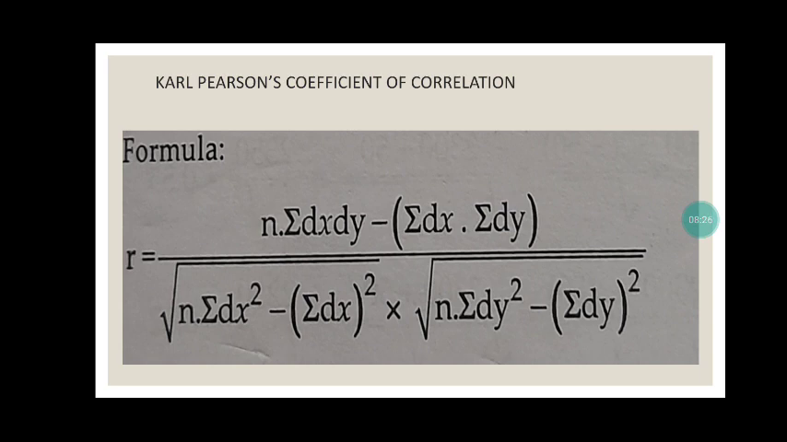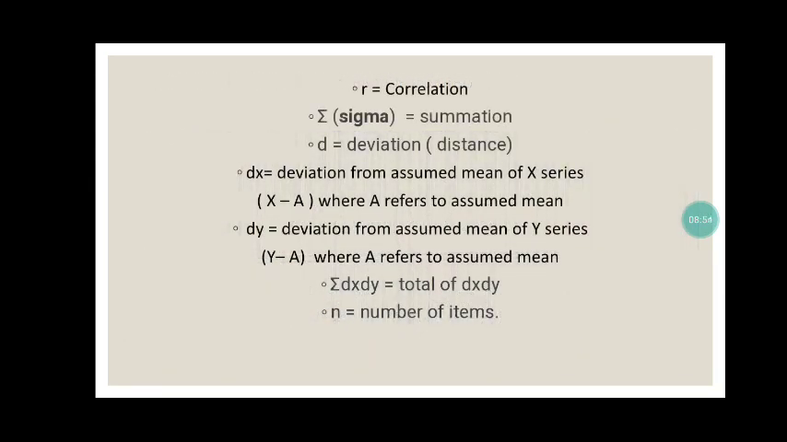When you see these different variables, you find that the formula is a bit complicated, but once you understand the interpretation of the different terminologies given in this formula, you will find that the formula is quite easy, and you will also understand how to calculate the different terms given in the formula. So let's see the meaning of the different terminologies. Here r, a small r, represents the Karl Pearson's coefficient of correlation. The next thing is sigma. Here the sigma refers to the summation of all numbers which are given in the problem.